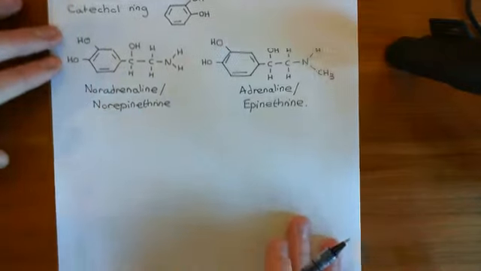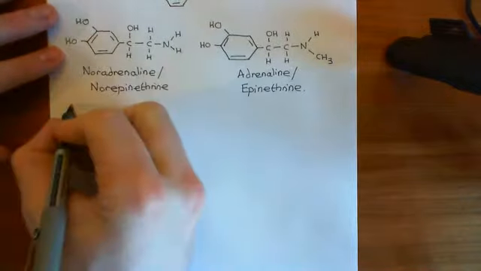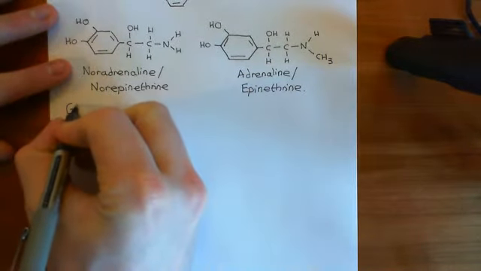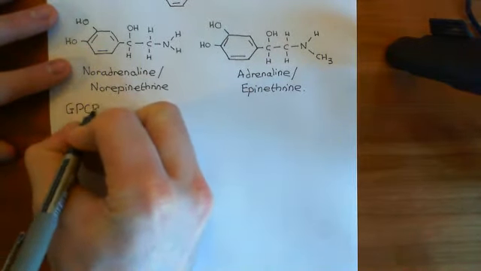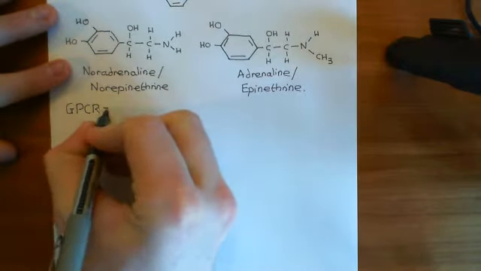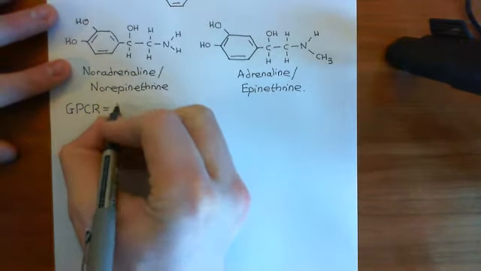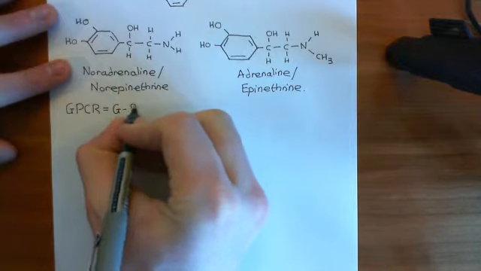Okay, now the adrenoreceptors are all G protein coupled receptors, so they're all GPCRs. Okay, and GPCR is just short for G protein coupled receptor.